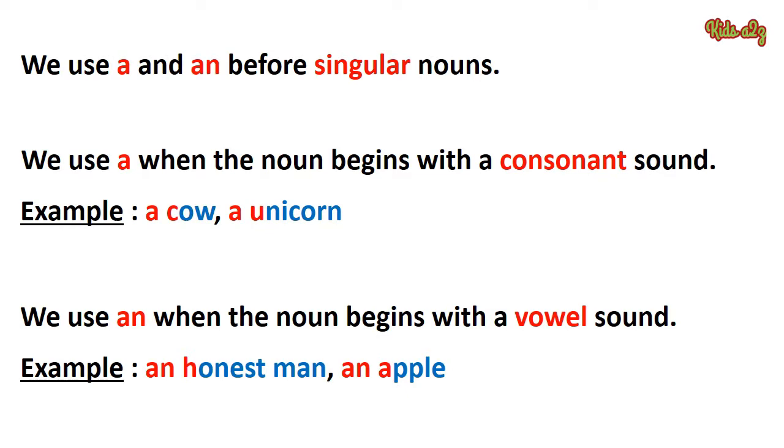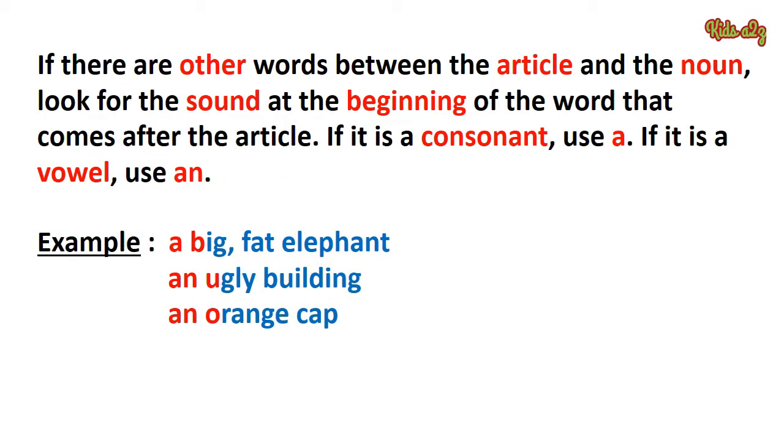We use an when the noun begins with a vowel sound. Example, an honest man. Here the beginning sound is o. So here we will use an honest man. Similarly, an apple.